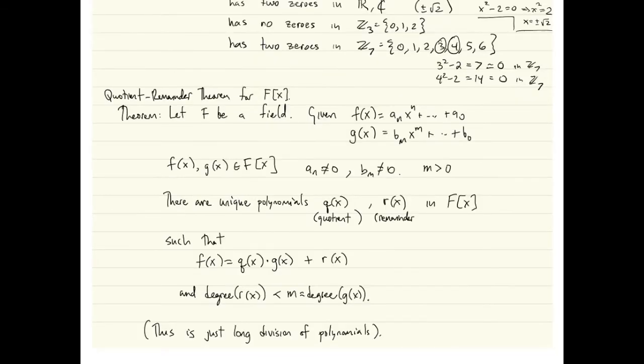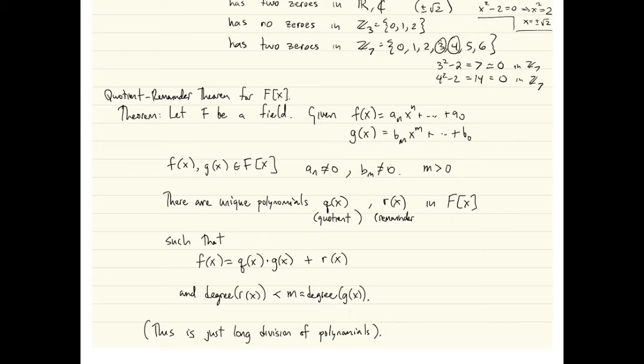Here's something you've also seen before in high school algebra, but maybe a little differently. So let F be a field. And we're talking about the quotient remainder theorem for this ring, the polynomials in x over that field. So suppose we're given 2 polynomials with coefficients in F, so that these coefficients an, bm, and so on up to a0, b0, they're all numbers in the field F.